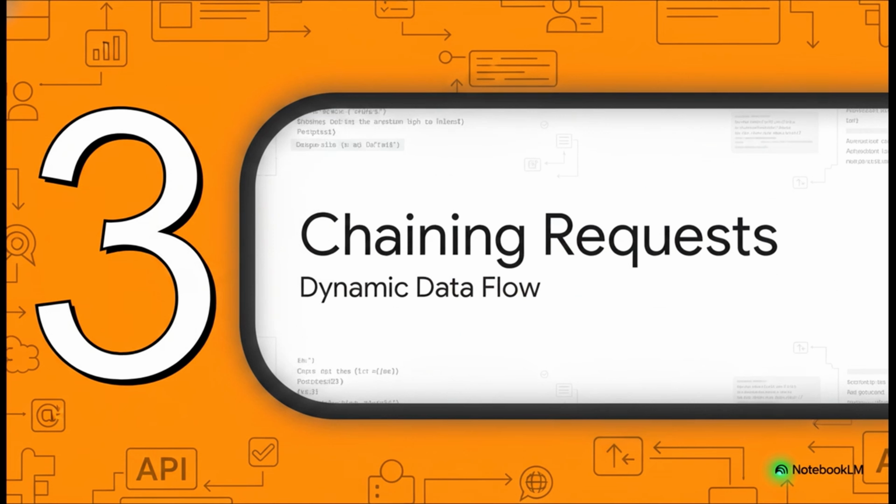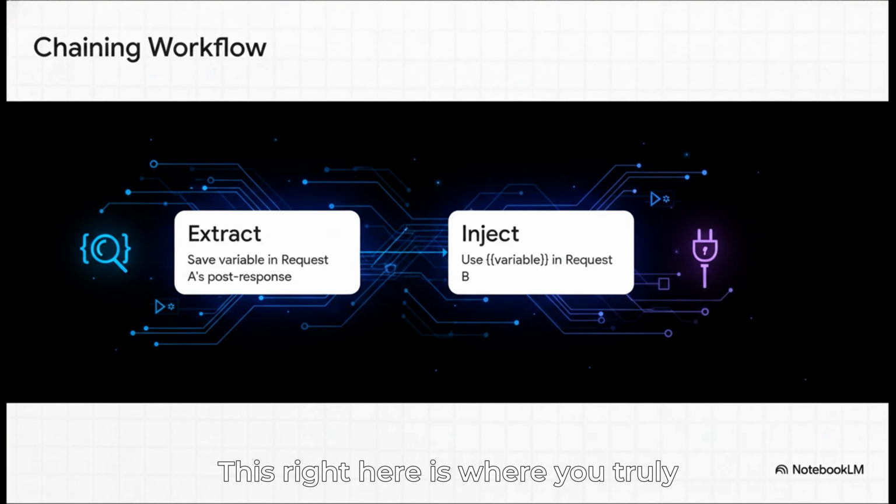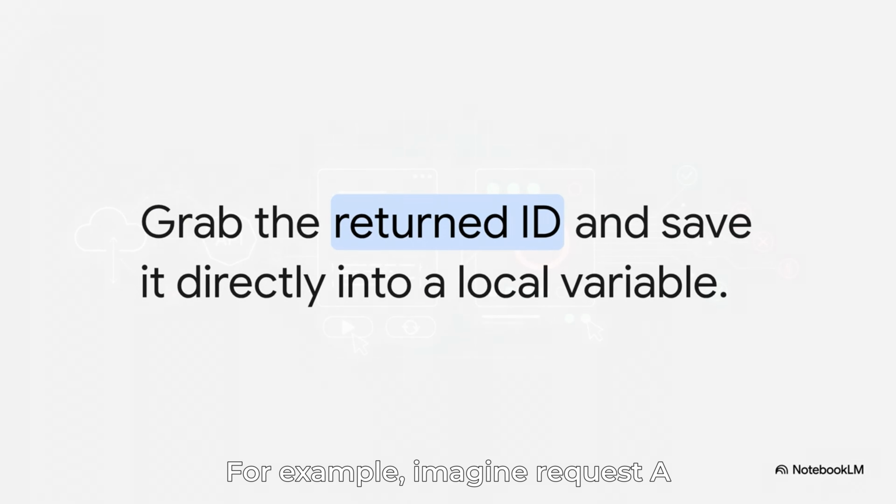Okay, section 3, chaining API requests to pass data dynamically. This right here is where you truly level up your API observability. The whole strategy is grabbing a crucial piece of data from your first response, saving it as a variable, and then seamlessly injecting it into your next request. For example, imagine request A creates a new user. In the post-response script for that specific call, we parse the JSON, grab that shiny new ID, and save it straight into a local environment variable.